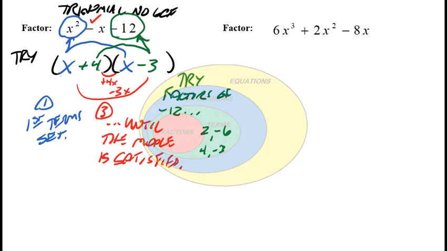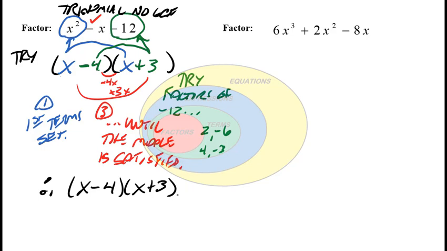So if I change this one to a negative 4 and this one to a positive 3, then I would end up with a negative 4x here and a positive 3x here. And if I combine those, I get negative x. So again, I'm trying factors of negative 12 until the middle term fits or is satisfied. So now I have my factors. Therefore, it's x minus 4 times x plus 3.